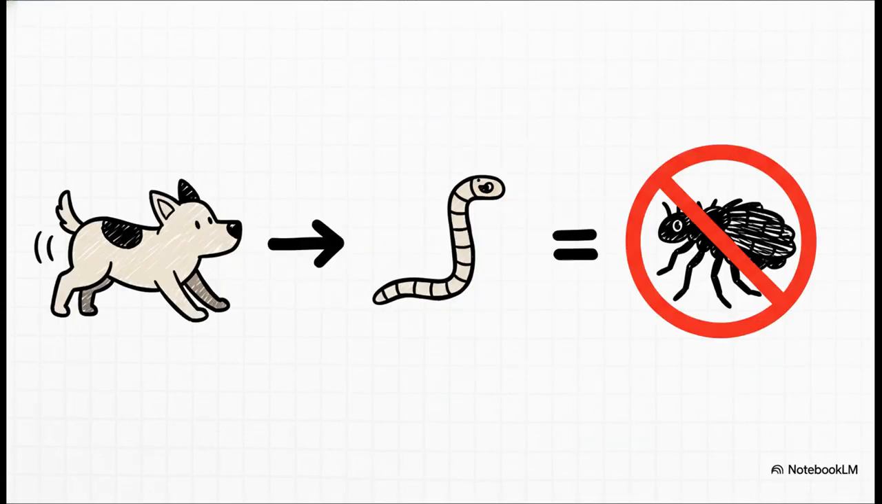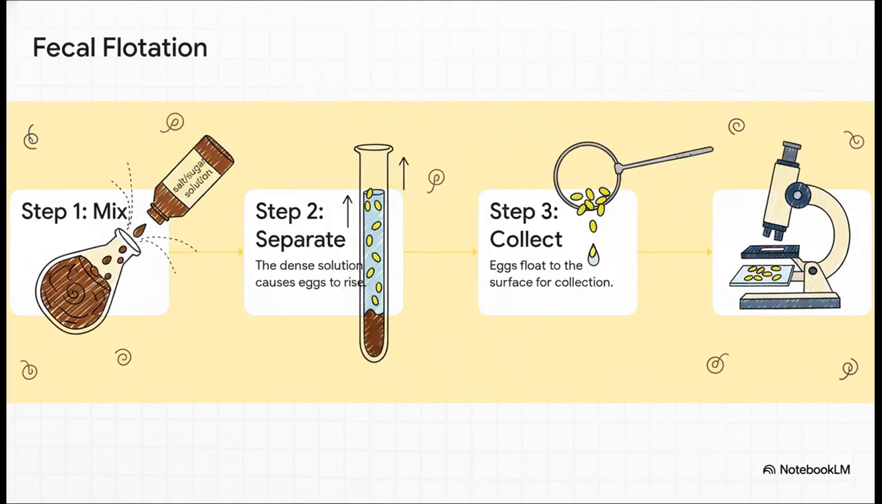This is a golden rule, so remember this. If you diagnose tapeworm, your treatment plan has to include flea control. If you only treat the worm but ignore the flea, you're just putting a Band-Aid on the problem. No fleas, no new tapeworms. Simple as that.